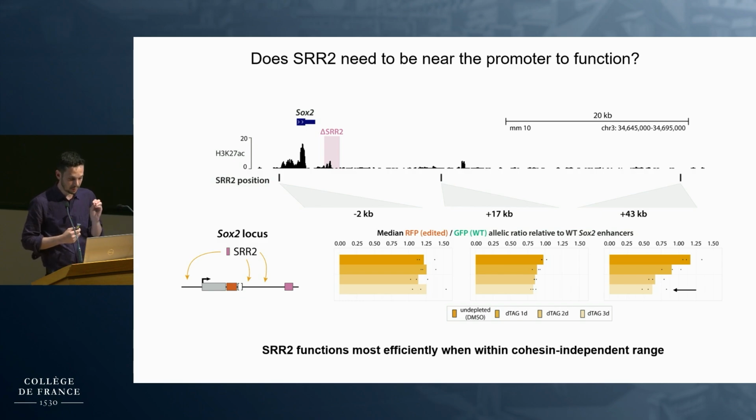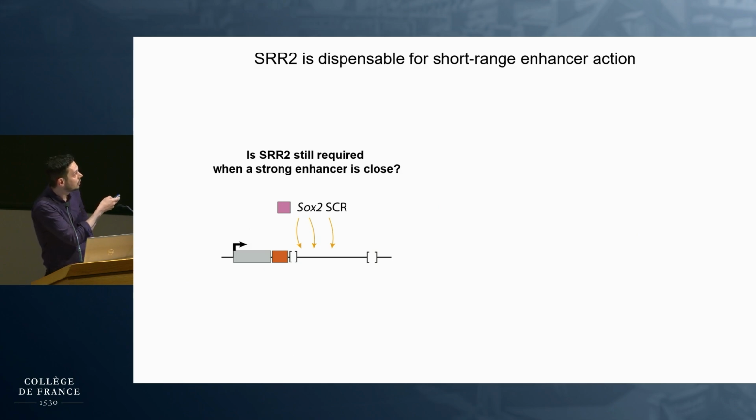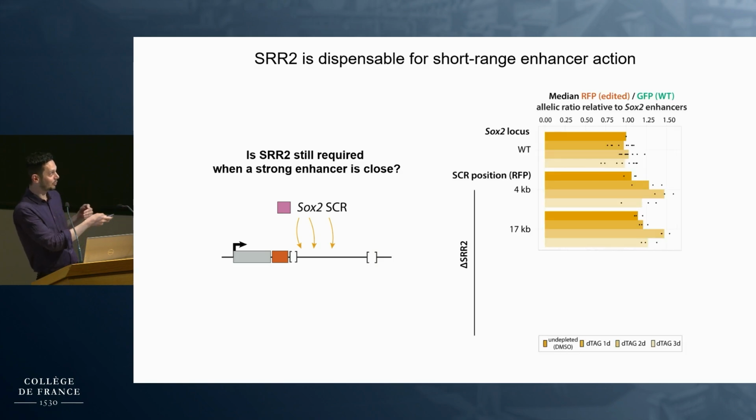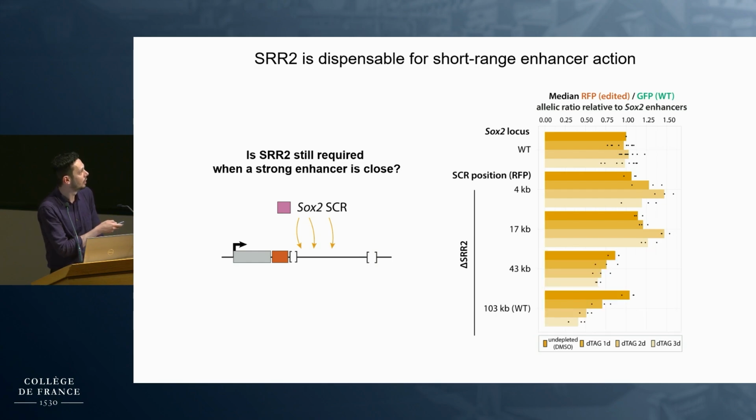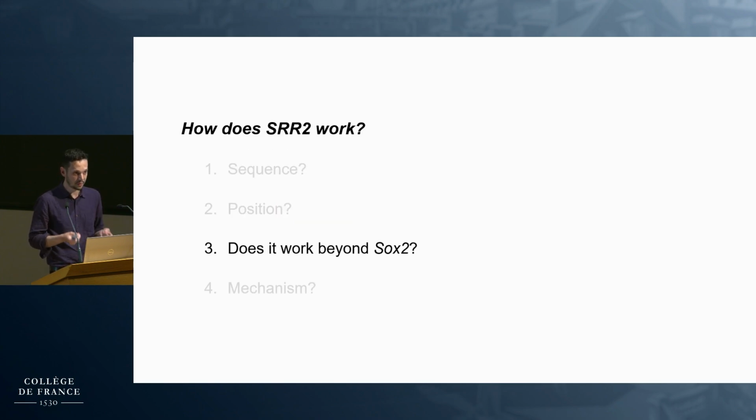This element is only required if the distal main enhancer is far away. If you bring the distal enhancer really, really close, below 20 kb, it doesn't require this SR2 element. This SR2 element is only required if you're distal. So again, highlighting the importance of genomic location. So can we take the SR2, put it at CAR2, and render CAR2 more resilient, or protect CAR2 from the loss of cohesin extrusion?